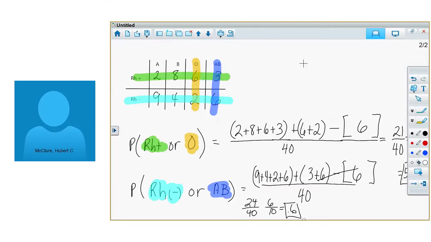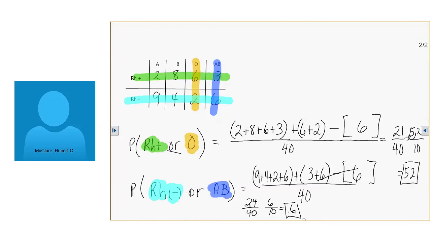Okay, now that's the additive law. If you have an overlap, you subtract it. If you don't have an overlap, you don't subtract it. As simple as that. And what's the secret word? Or. All right, that's the additive law.